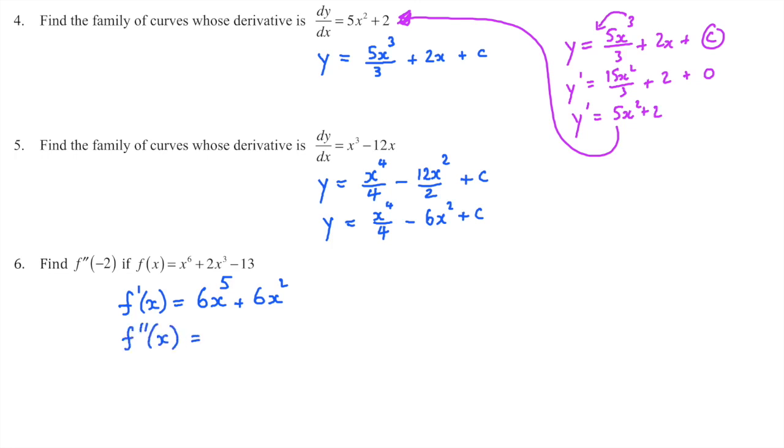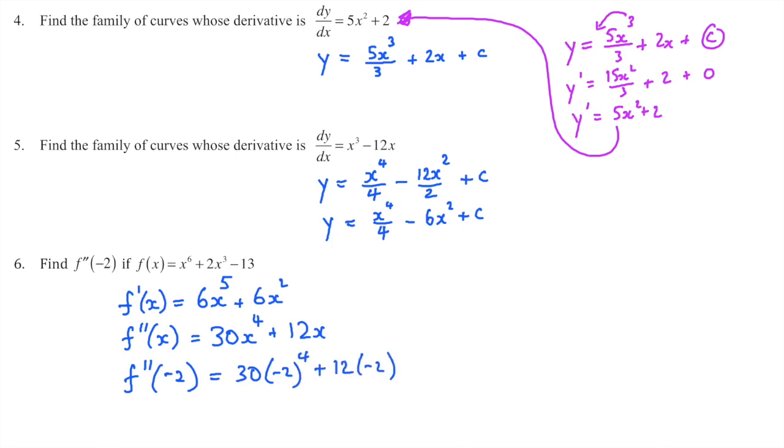Second derivative. Now 6x to the power of 5, 5 6s 30. X to the power of 4 plus 6x squared, 2 6s 12, x to the power of 1. I have to find the second derivative when x is minus 2. And you put that into your calculator and you will get, and I'm just putting it into a calculator now, to the power of 4, and you get 456.